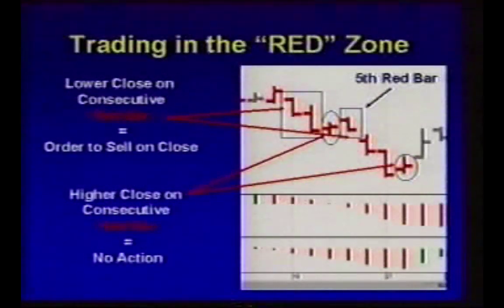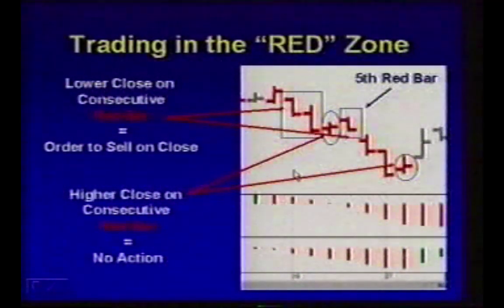Now, trading in the red zone, this should be just a little bit of review because we're going in the opposite direction now. A lower close on a consecutive red bar equals an order to sell on the close. So what we're looking for, here's the first one. Here's your red bar, there's your close. The next bar must be red and close lower. It's very obvious that that is red and it closed lower, so we add it on. Next bar is red and it closes lower.